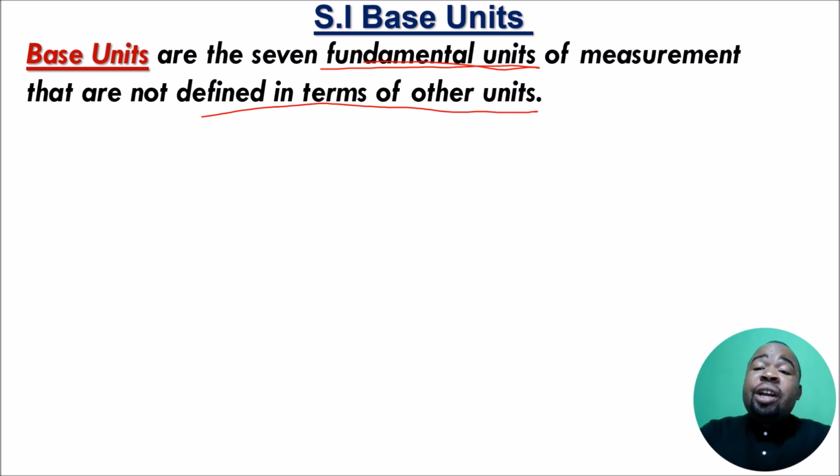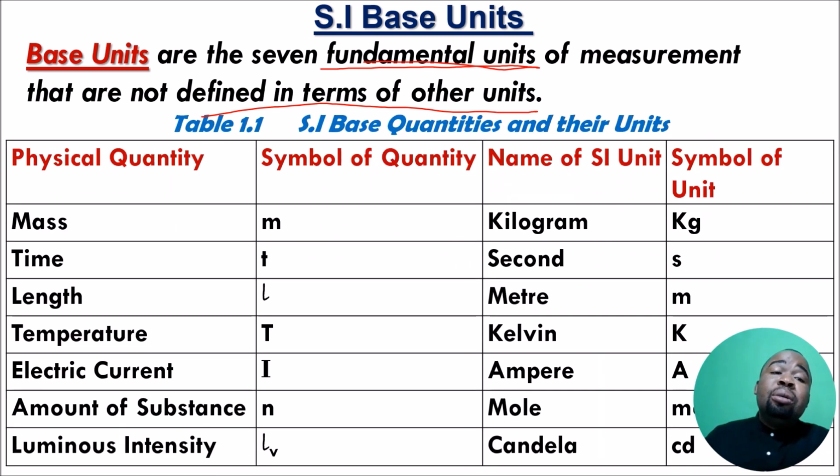Now, if we recall, we had the 7 fundamental quantities: mass, time, length, temperature, electric current, amount of substance, and luminous intensity. These are the 7 fundamental quantities. And their corresponding units are what we call base units.